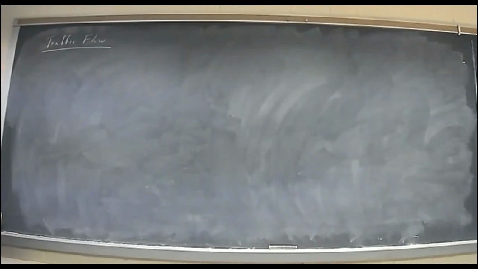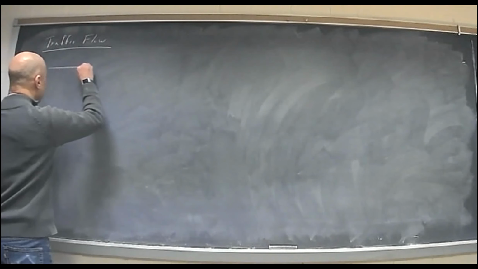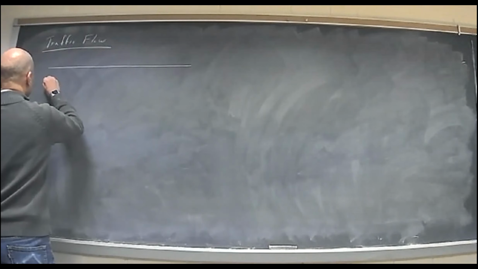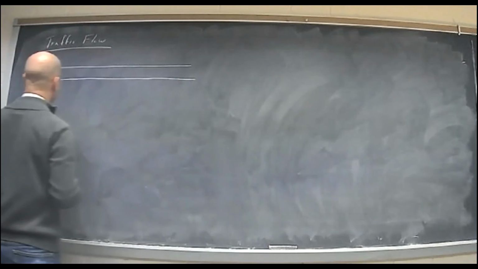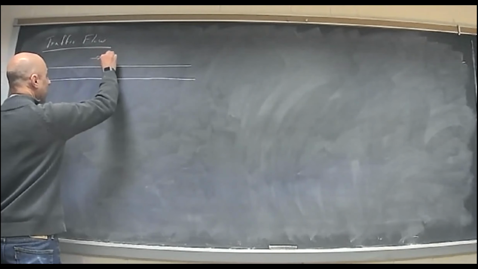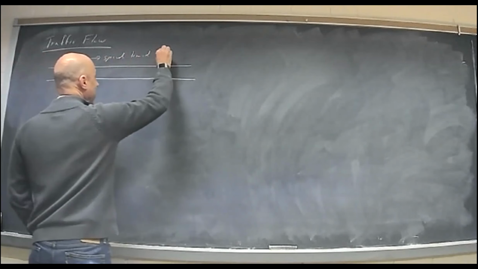So remember what we were talking about last time? We had this road. Say one lane of road. And let's say that the speed limit is 60 miles per hour.